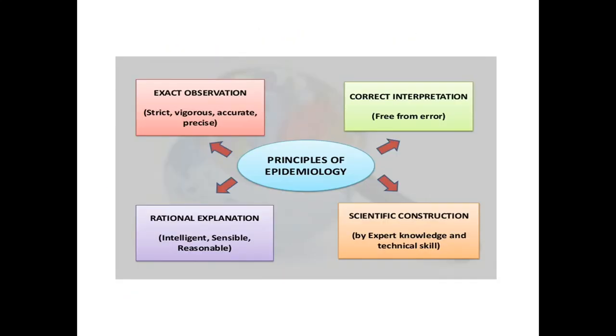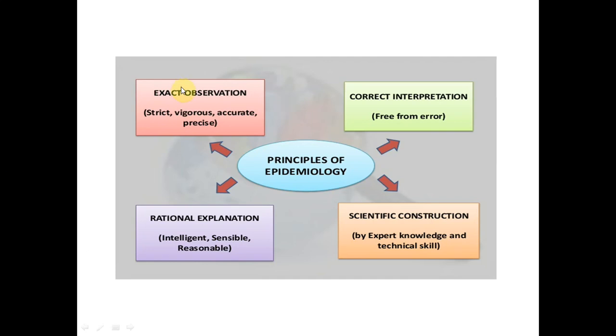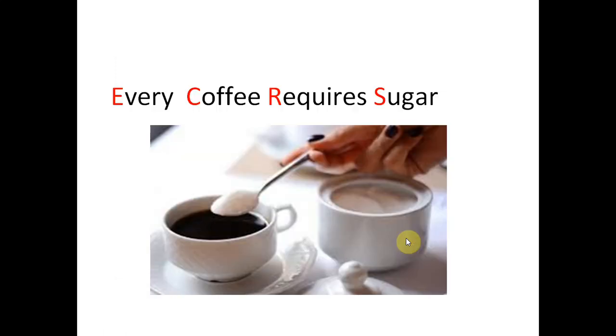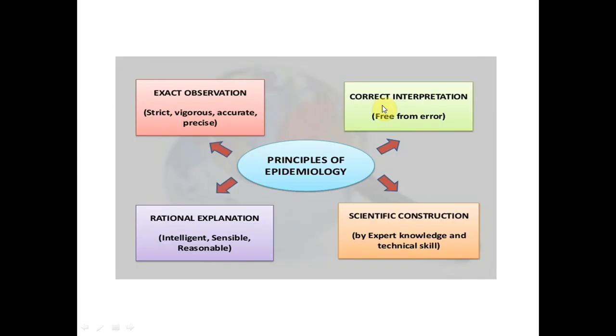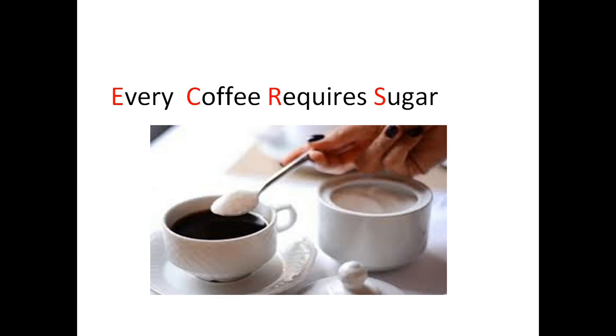Okay, so now let's go to the principles of epidemiology. There are four principles basically. One is exact observation. We need to take the observation strictly, rigorously, accurately and precisely, and it should be free from error. That means correct interpretation, and there should be a scientific, reasonable and intelligent explanation. And the construction also should be based on knowledge and technical skill. Okay, so I made an acronym: Every coffee requires sugar, that is ECRS. So exact observation, correct interpretation, rational explanation and scientific construction. Okay, so these are the principles of epidemiology.